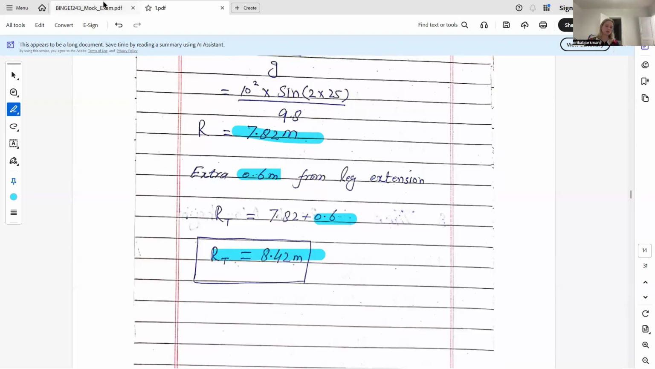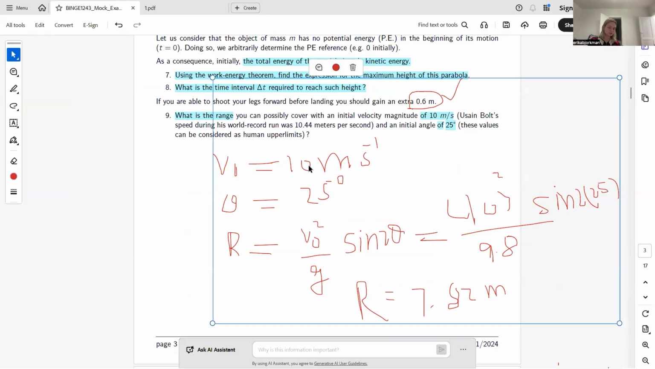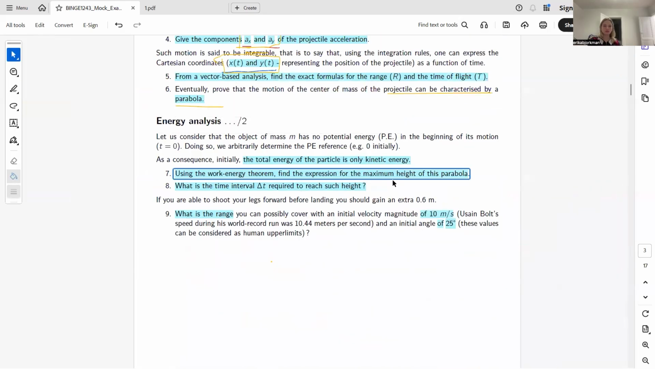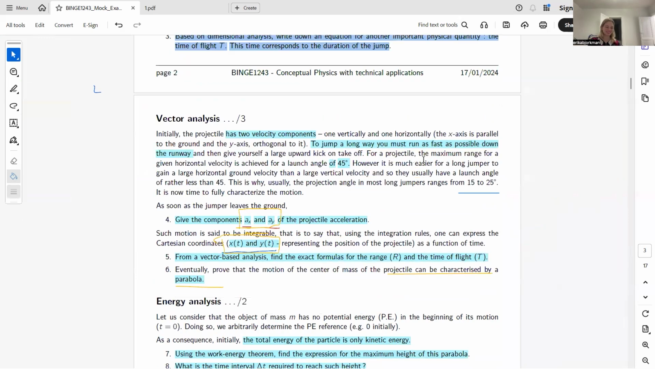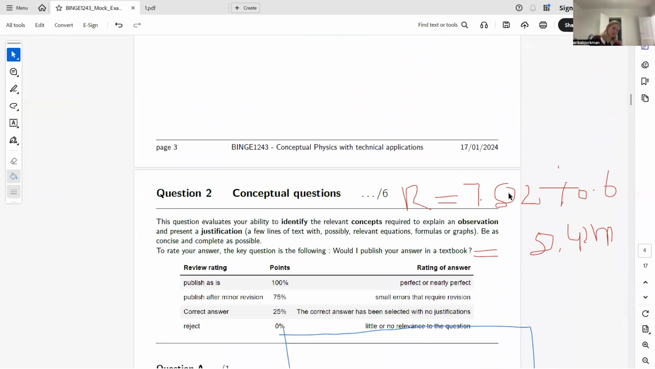Is it clear? Yes, it's clear. Okay. Get ready for the second question. Is it long? No, it is not as long as the first was. Good.